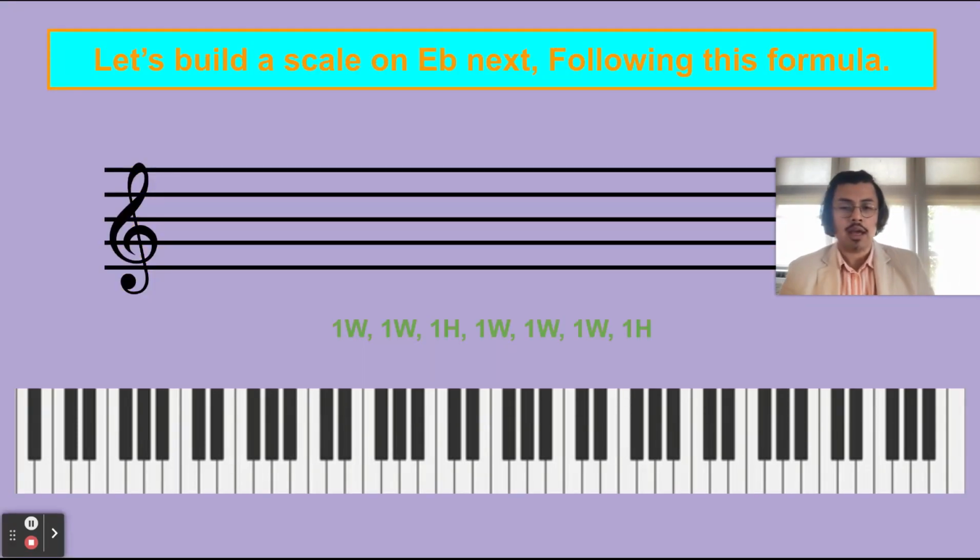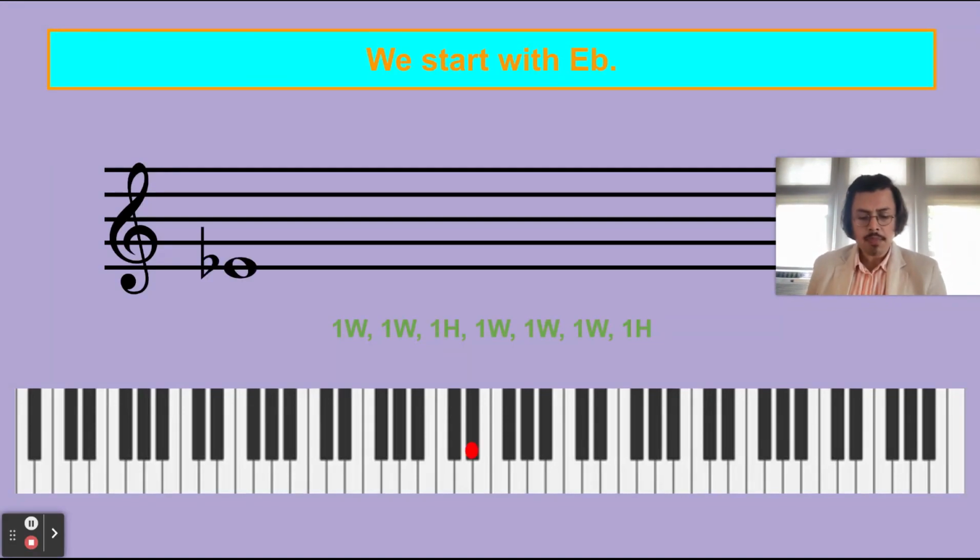Here I will show you now the formula, which is in this kind of dim dark green, which will light up as we go through the formula, which is two whole steps, one half step. Three whole steps, one half step. If you continue this formula, you will continue to build major scales no matter what note we start on. So for example, here we're going to start with E flat.